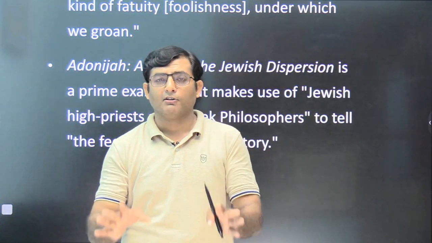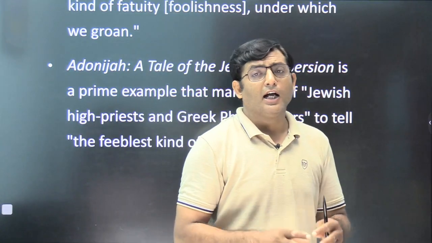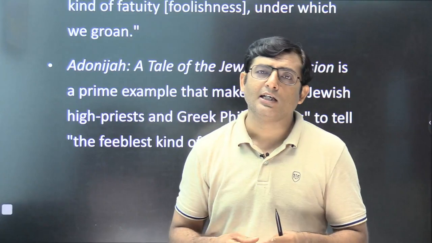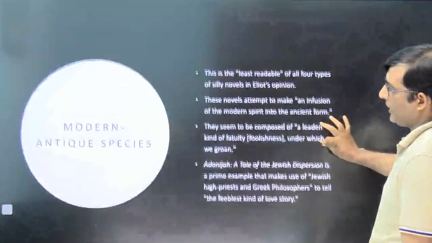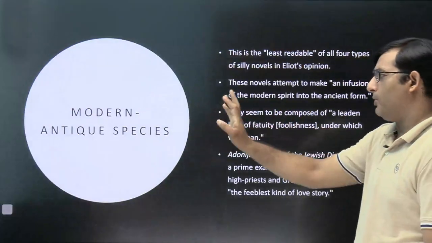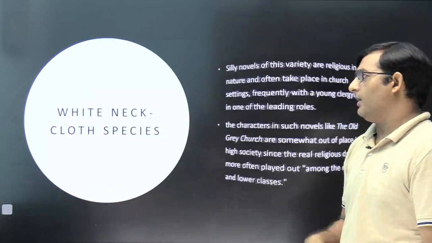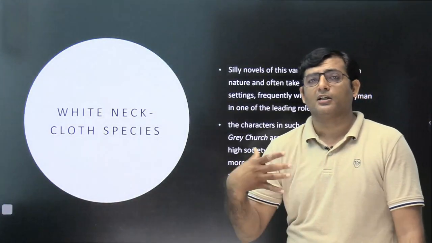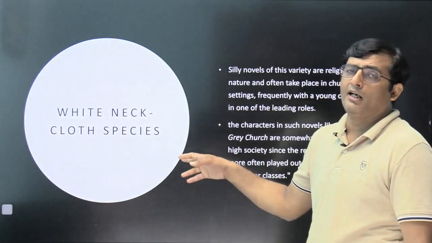So these are the four species of novels according to George Eliot in her essay, Silly Novels by Lady Novelists. Which are these four categories? The last one is the modern antique species, that is the least readable. The third one is the white neck cloth species, novels set in the church, where one of the churchmen is the leading character in the novel.